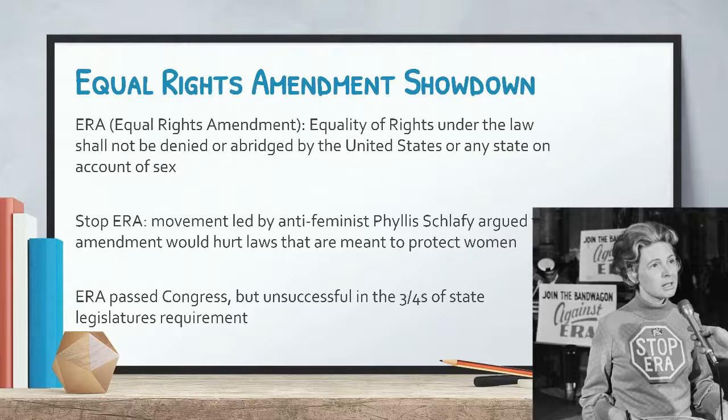The battle between liberals and conservatives was fierce, and it looked like liberals were going to win as the amendment passed Congress and was close to the 3/4 of state legislatures threshold. However, as a result of the Stop ERA movement, a few states rescinded their support, and it failed.